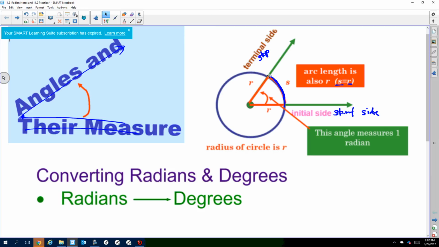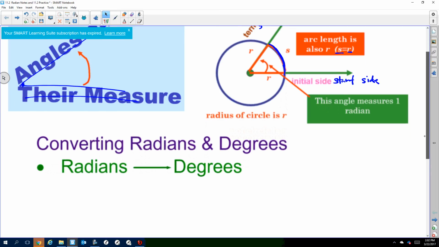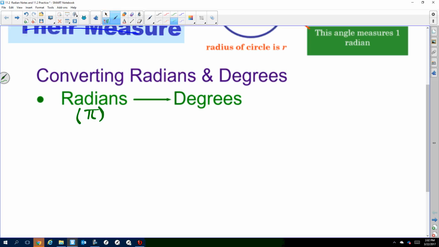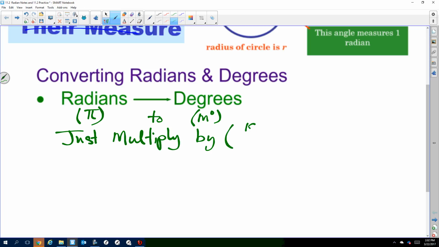Now, to go from radians to degrees, there is a rule you have to follow. Remember that radians are always in terms of pi, so you see a pi in your measurement. This arrow says I'm going from pi to degrees, and to do that, you multiply by 180 over pi. So when going from radians to degrees, I just multiply by 180 over pi.